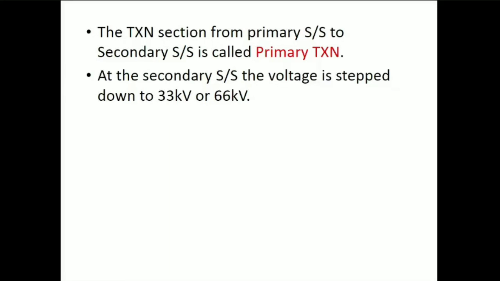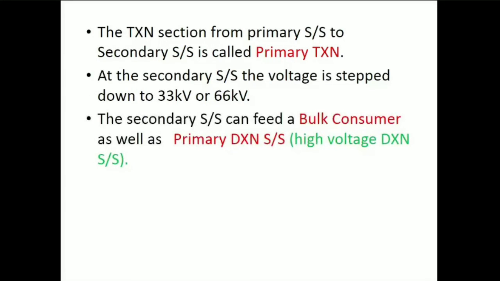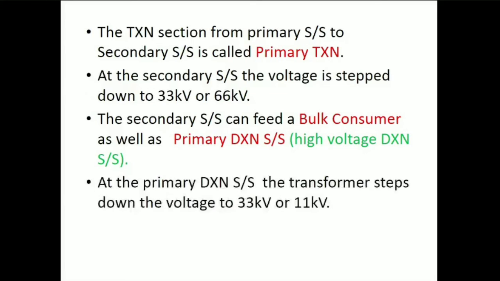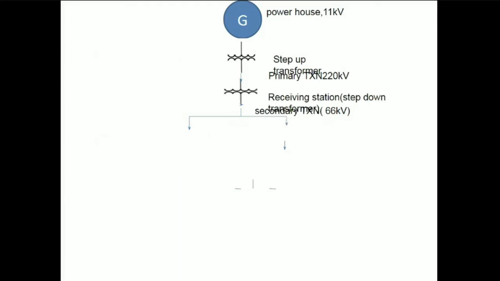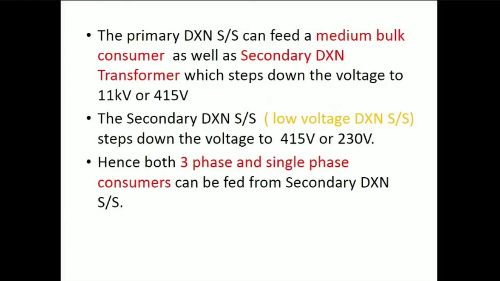At the secondary substation, the voltage is stepped down to 33 or 66 kV. The secondary substation can feed a bulk consumer as well as primary distribution substation, that is high voltage distribution substation. At the primary distribution substation, the transformer steps down the voltage to 33 kV or 11 kV. The primary distribution substation can feed a medium bulk consumer as well as a secondary distribution transformer which steps down the voltage to 11 kV or 450.